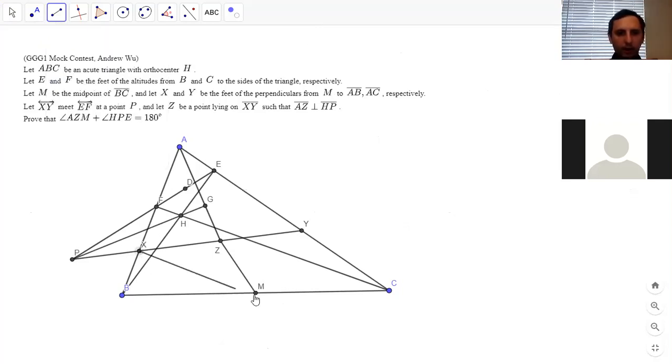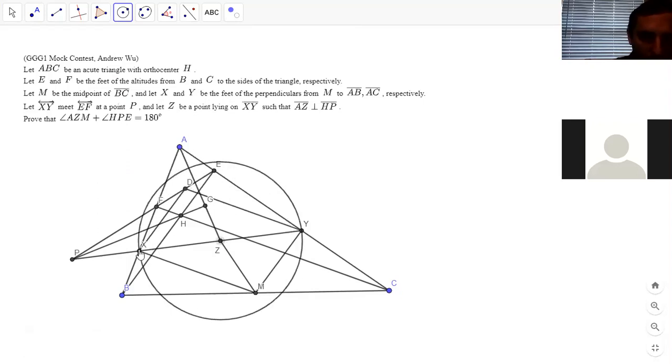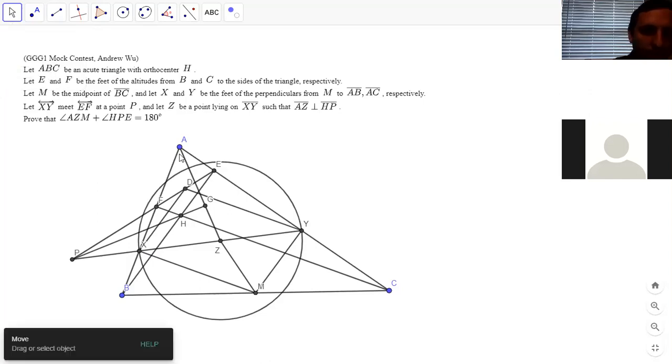So yeah, we could just say X and Y are the midpoints of those two. We have a parallelogram here. I don't think Z is the midpoint of XY. I think it might be. Yeah, it looks like Z is just the midpoint of XY. So just the center of that parallelogram.